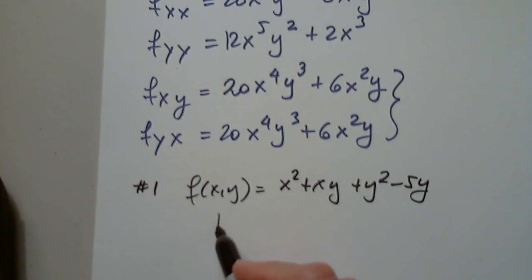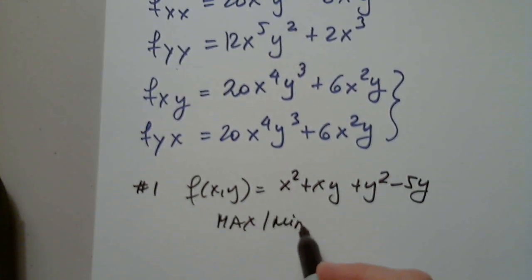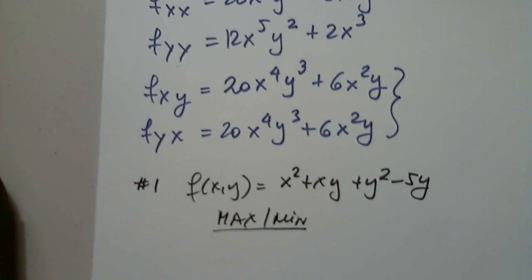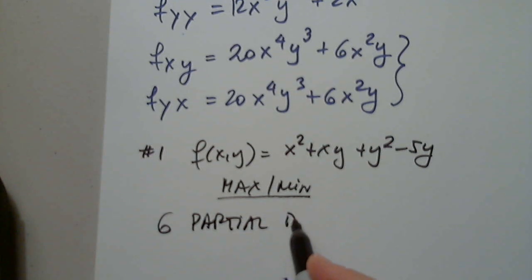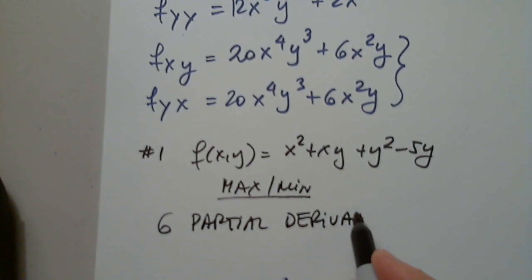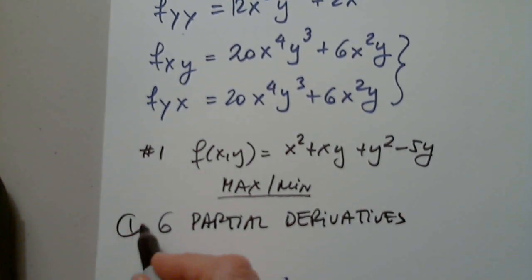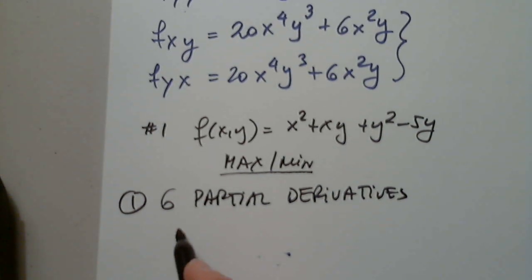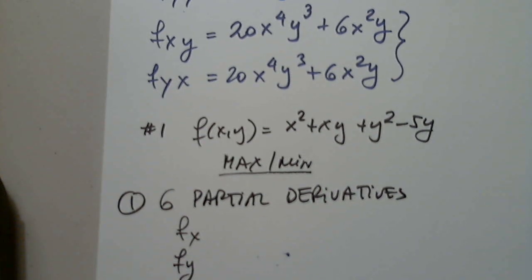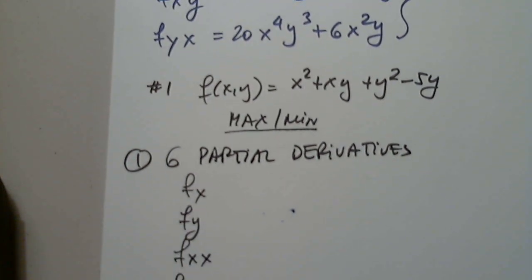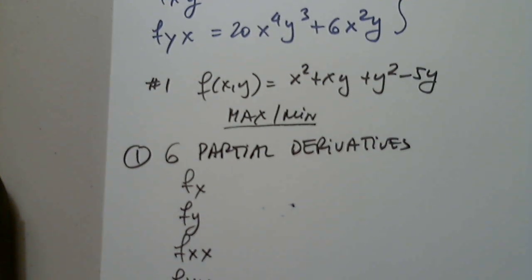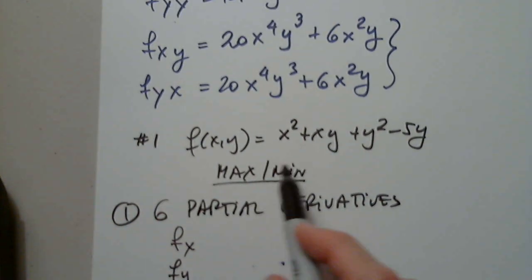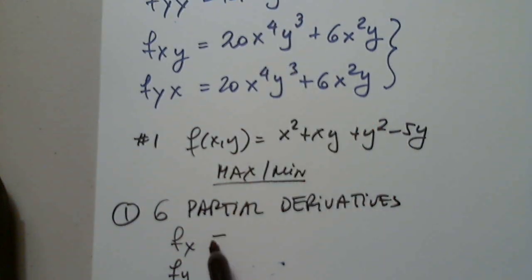So in order to find max min for such a function, first, we have to find the 6 partial derivatives. So this is step number 1. So I have to find fx, I have to find fy, I have to find fxx, I have to find fyy, I have to find fxy, and I have to find fyx, just to make sure that they are the same. Much simpler than the previous example.